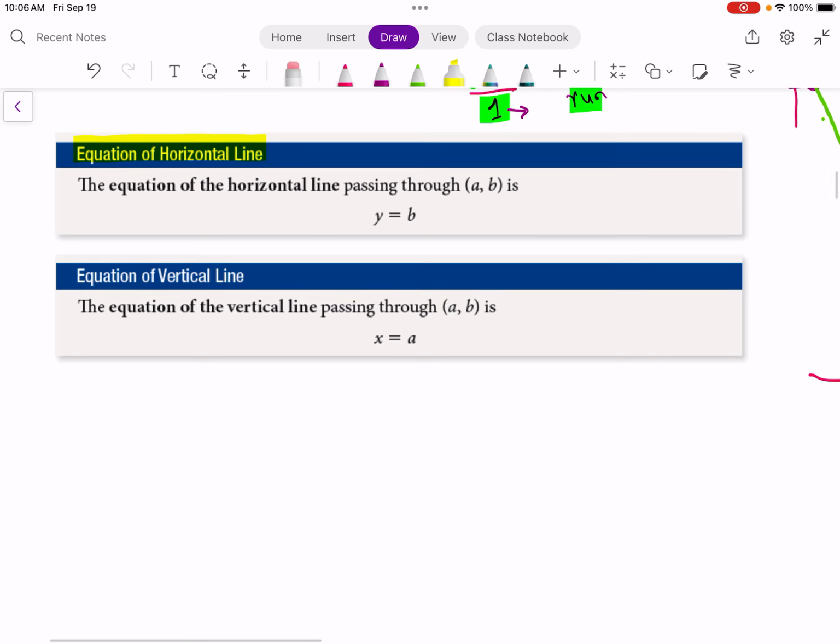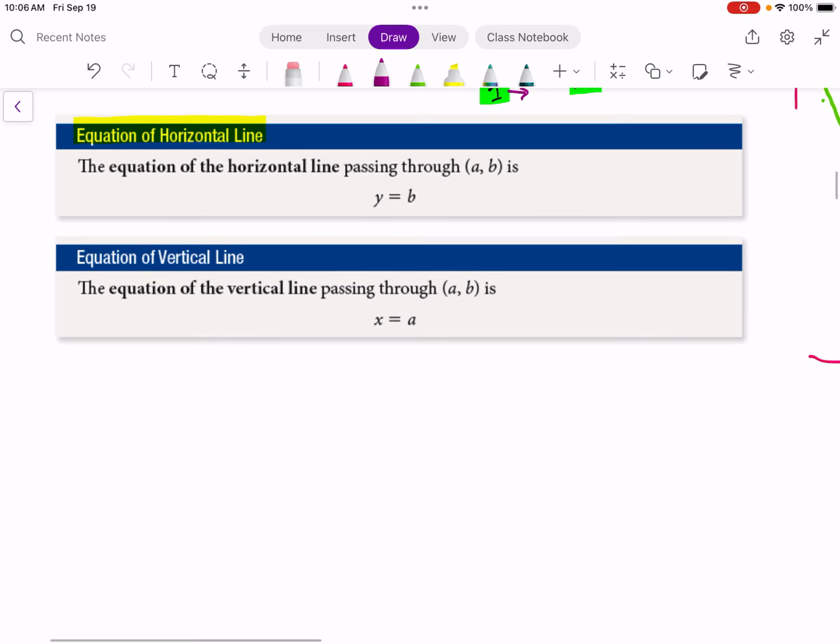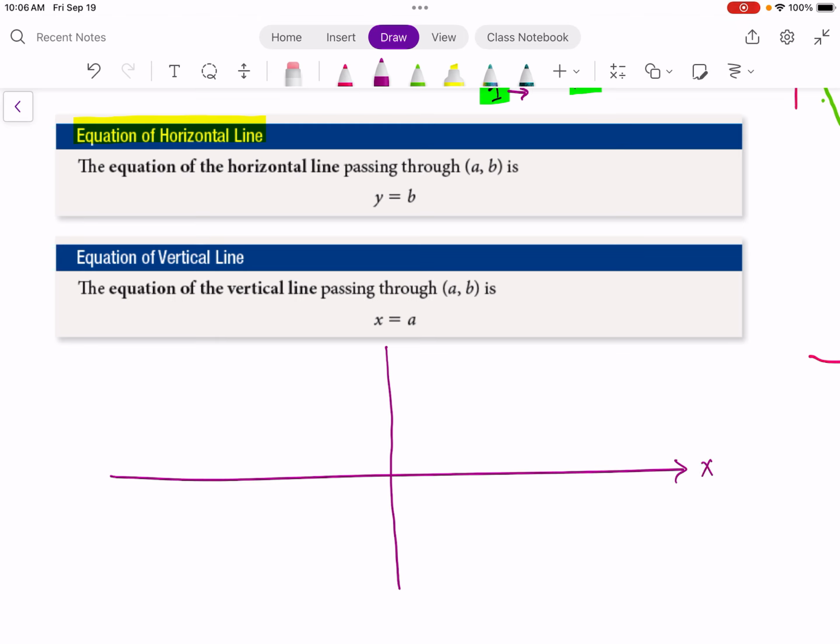Now in our Cartesian coordinate system, let's draw a horizontal line. So we have the x-axis, the y-axis, and the origin. We have positive numbers 1, 2, 3, 4, 5, and negative 1, negative 2, negative 3, negative 4, negative 5.